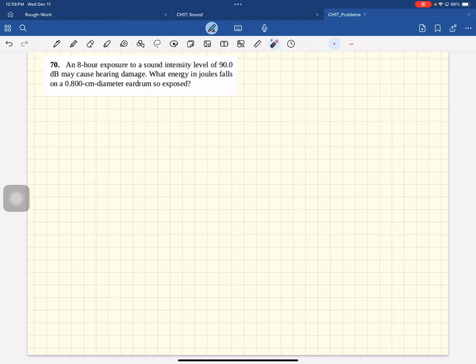Okay. So what we'll find is what energy in joules falls on a 0.8 centimeter diameter eardrum as so exposed. So we are going to find out how much energy has fallen on your eardrum over this period of 8 hours. So again, we will first find the intensity and then calculate the energy.